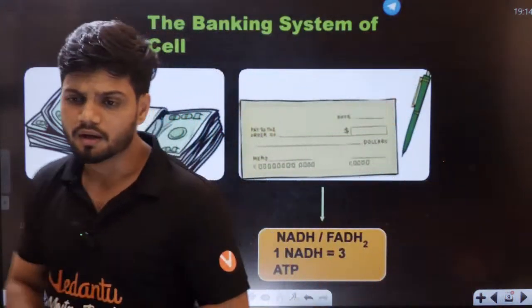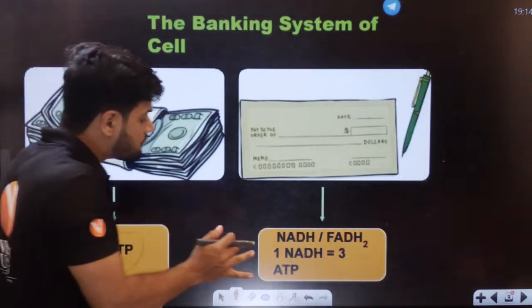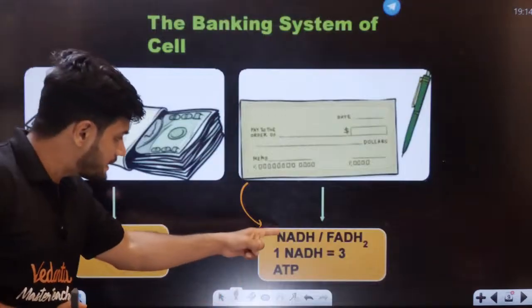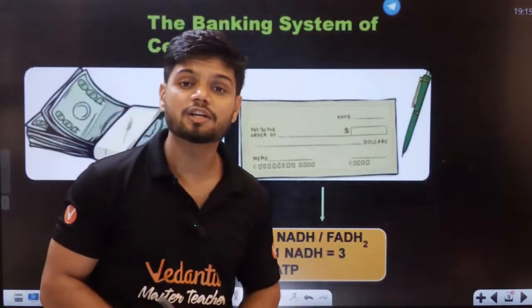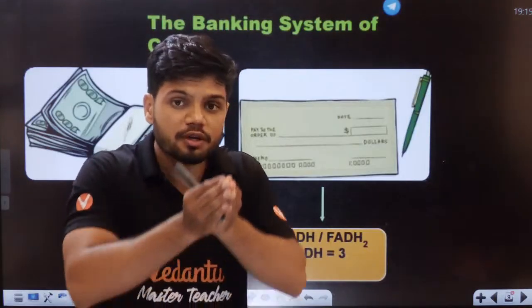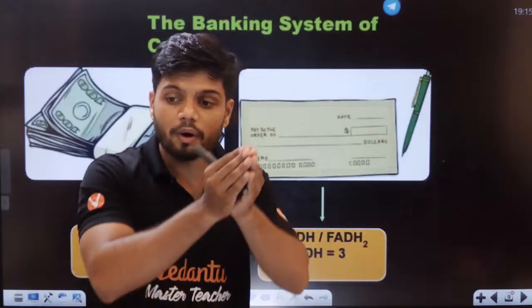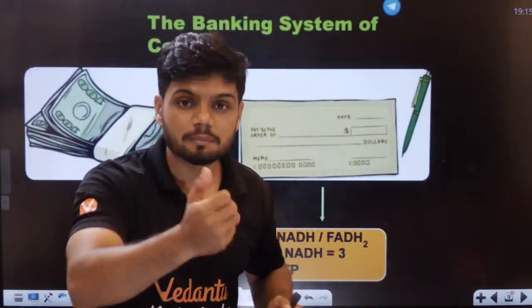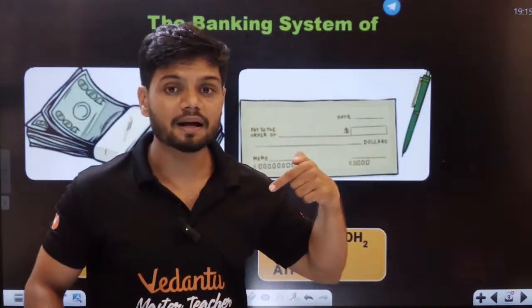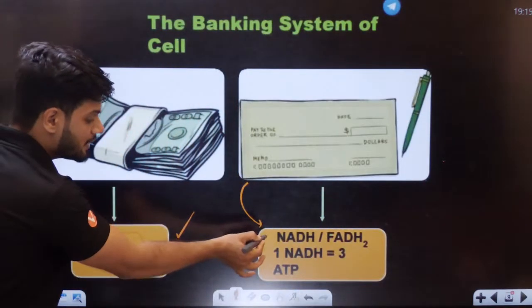Now, students, what is the difference between ATP and NADH and FADH? NADH and FADH is like a check. NADH is nicotinamide adenine dinucleotide. If you take the NADH molecule and give it to the electron transport chain, it will give you ATP. Just like if I take this check to the bank and deposit it, will I get the money back? Yes. So from NADH I can get ATP.